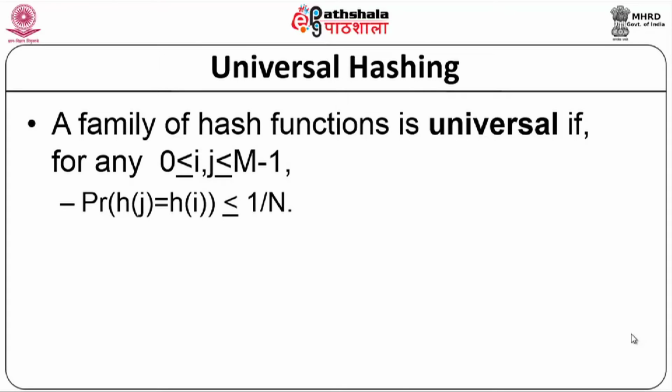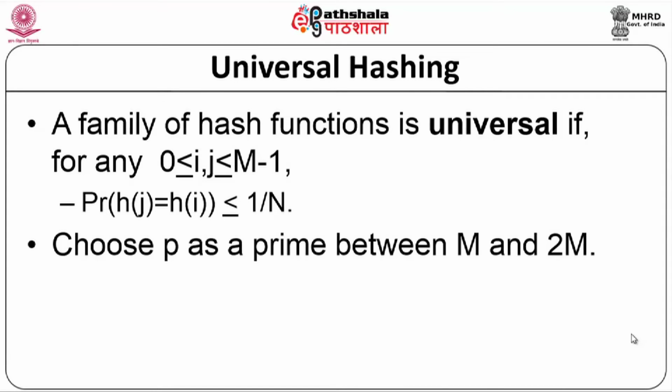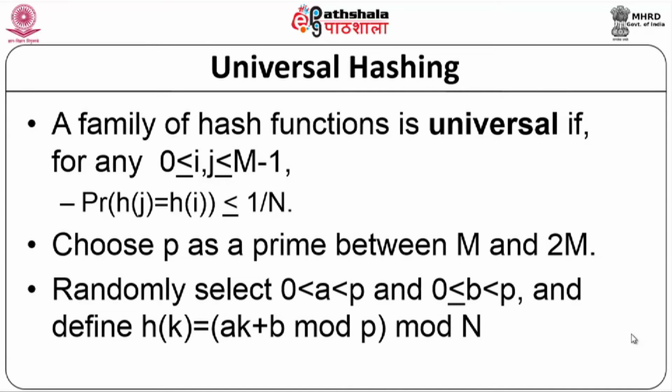So, the family of functions is universal if for any i, j, remember 0 to m minus 1 is the size of the table, any values, the probability of h of i equal to h of j is less than or equal to 1 by m, that is hashing to the same value. Choose p as a prime between m and 2m and randomly select a, 0 less than a less than p, and b, and define h of k equal to (a k plus b) mod p mod m. So, this is one method, where p is a prime between m and 2m.